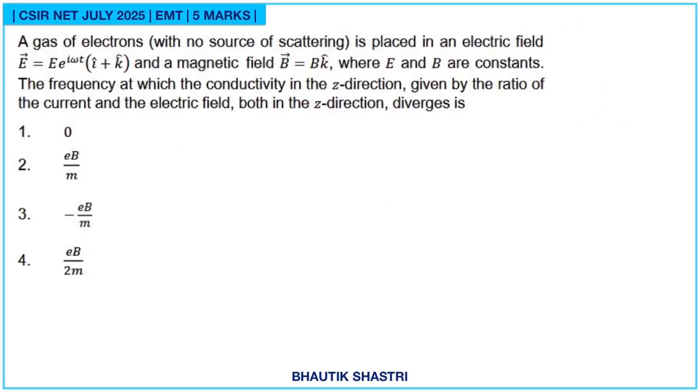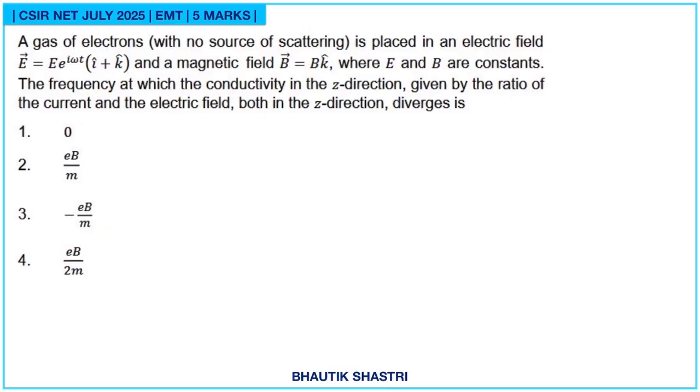Next question. A gas of electrons with no source of scattering is placed in an electric field E bar and magnetic field B bar, where E and B are constants. The frequency at which the conductivity in the z direction, given by the ratio of current and the electric field both in the z direction, diverges.